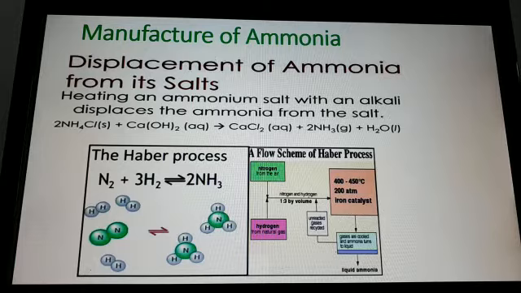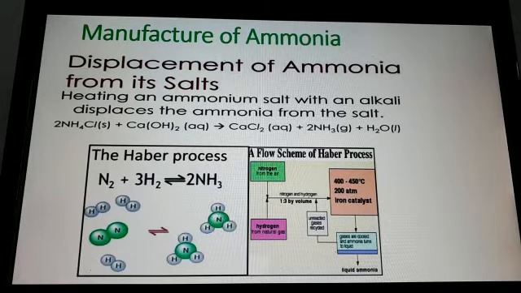Ammonia is made in industry by reacting nitrogen with hydrogen. That process is called the Haber process. In another way, ammonia is displaced from its salt. All alkalis can displace ammonia from its salt. Here is an example: ammonium chloride reacts with calcium hydroxide, forming calcium chloride, ammonia and water.